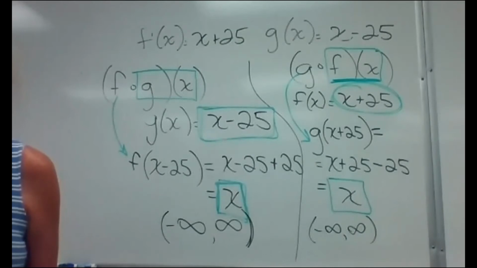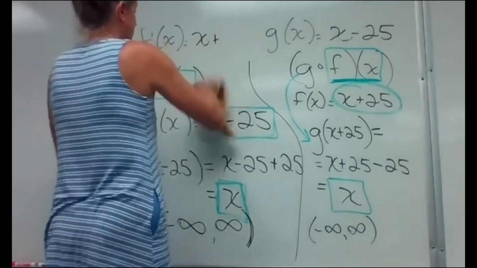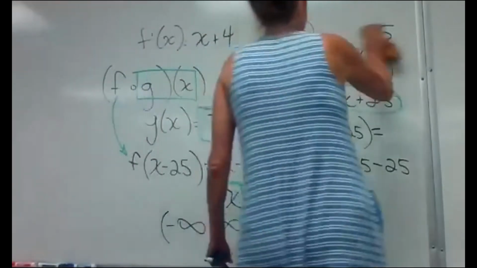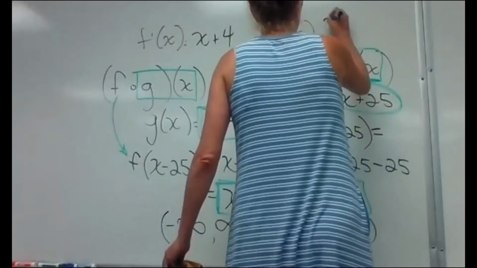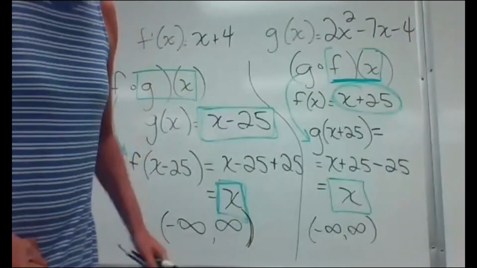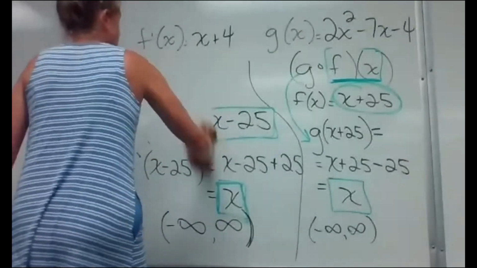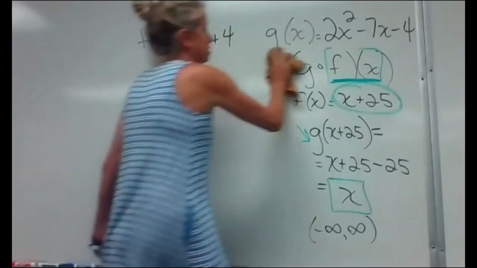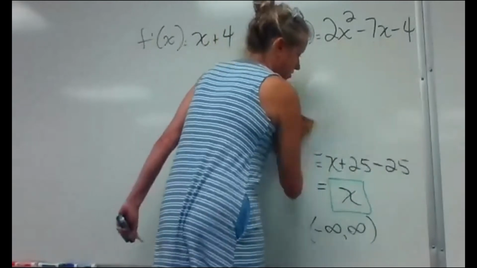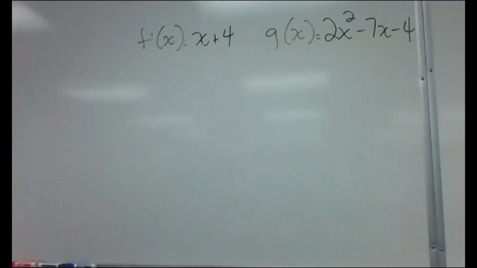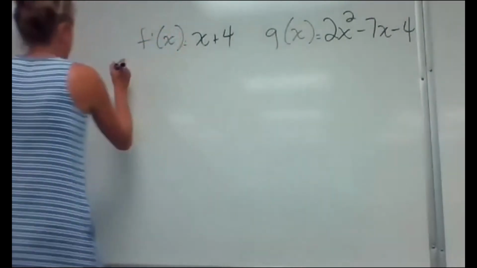All right, number 5. F of x is x plus 4. G of x is 2x squared minus 7x minus 4. Going to ask us all the same stuff. F of g of x, what we're going to find first.